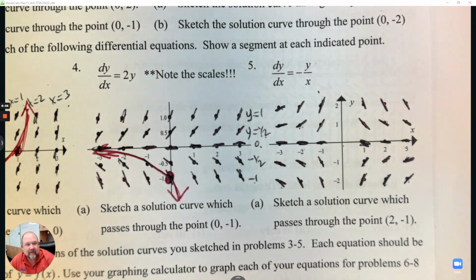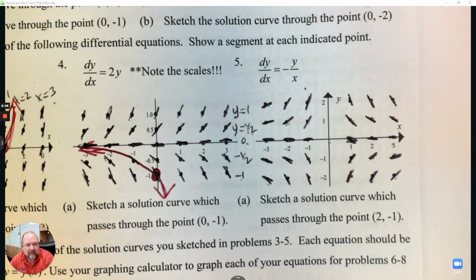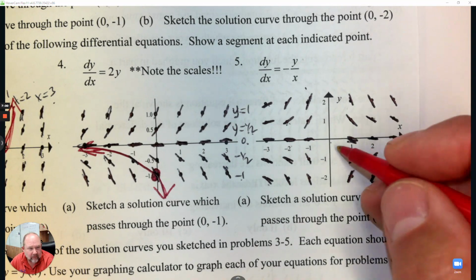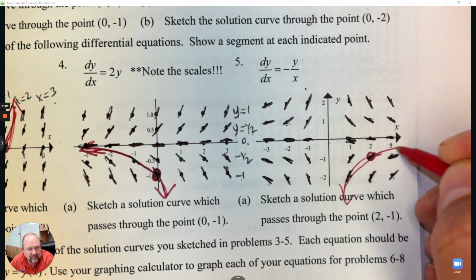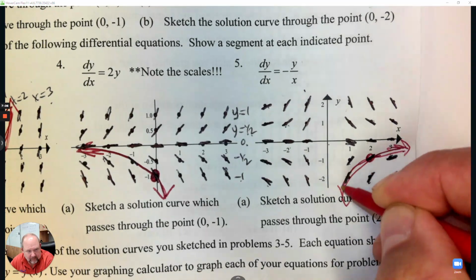Do your best. Kind of see a picture that's happening there. Through 2, negative 1. So 2, negative 1 is right here. So I can see the picture this way, and I can see the picture this way in terms of what the picture would look like.